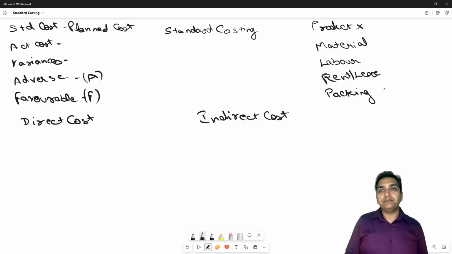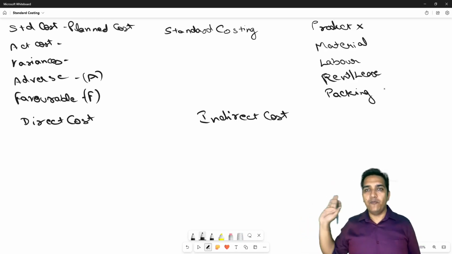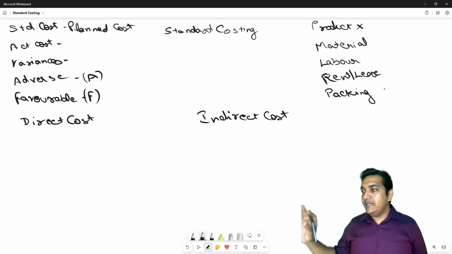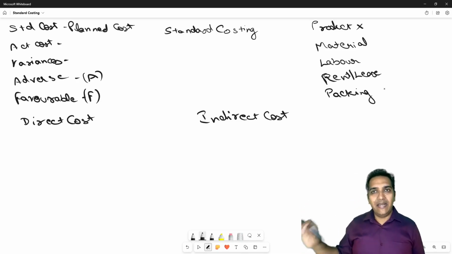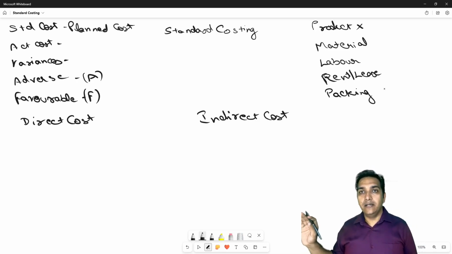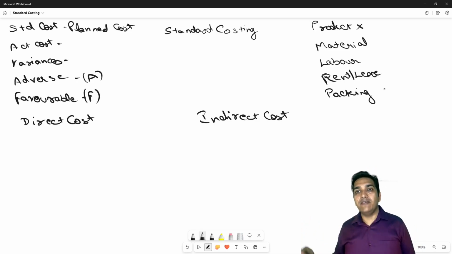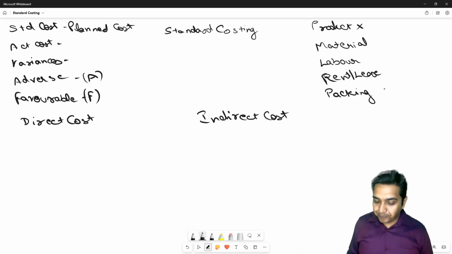So there are other expenses also which are associated in a normal manufacturing process. There are other expenses also associated, but for our understanding, let's take this example of these four expenses. So now to manufacture product X, we need material, we need labor, then we need a factory, for which I will pay rent, then we would also need packing.